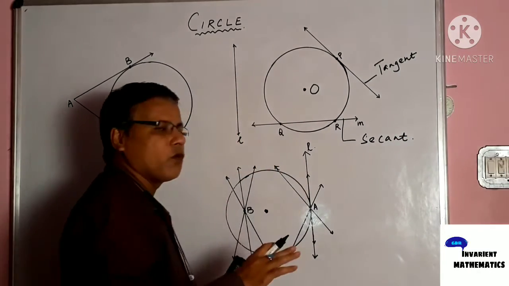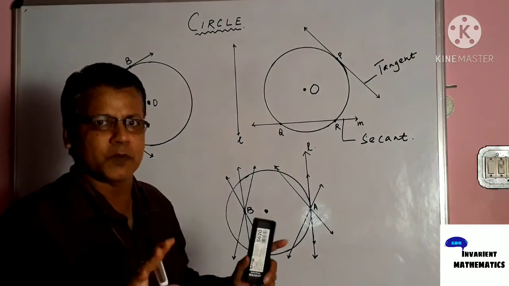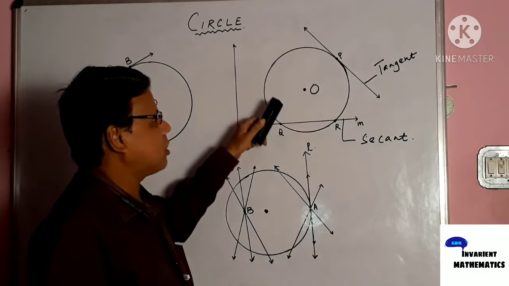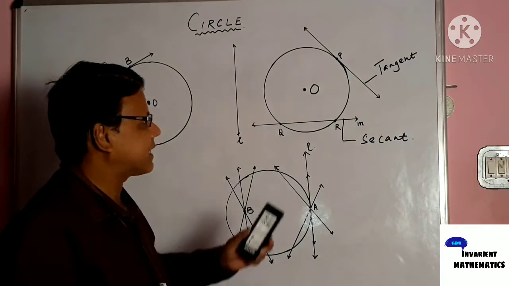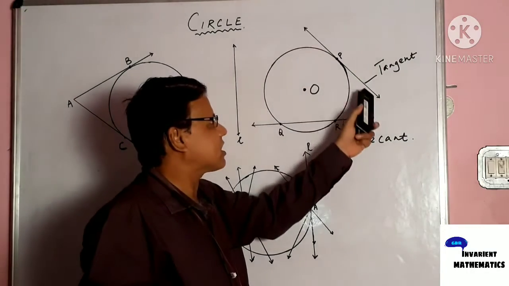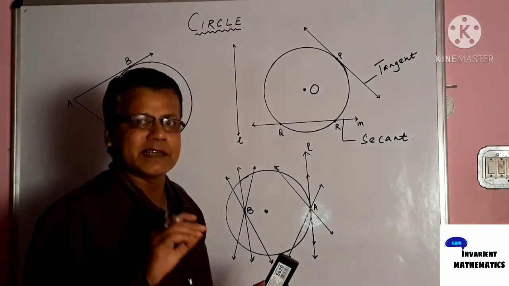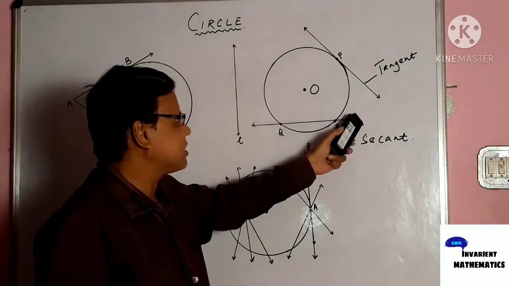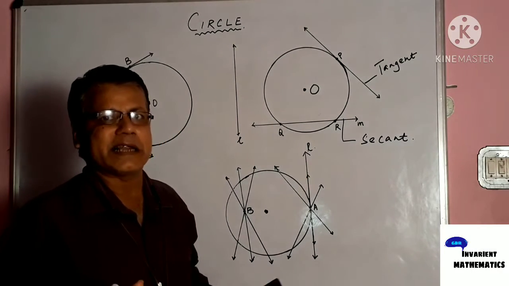So here we meet three types of lines. One is a general line, there is no specific name for that. That line does not meet or intersect the circle at any point. The second line, which meets the circle at one point, is called a tangent to the circle. The third one, when the line intersects the circle at 2 points, is called a secant of the circle.